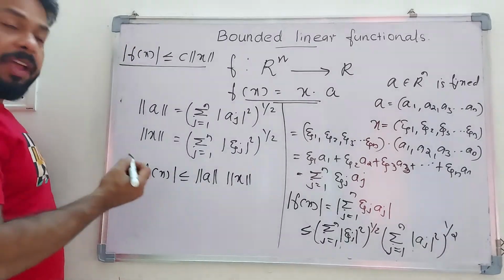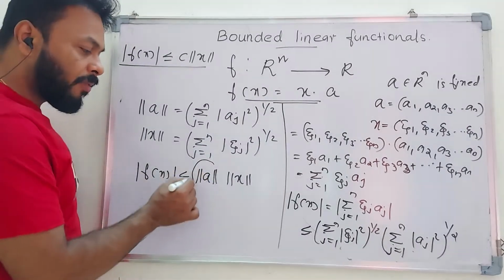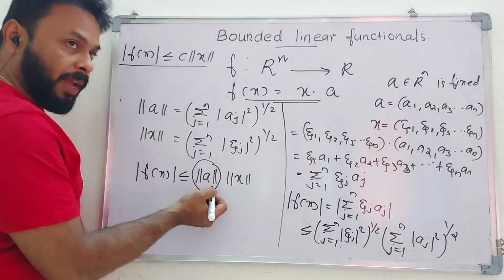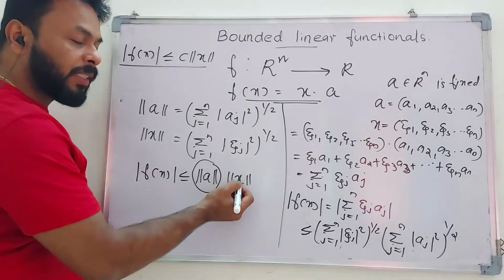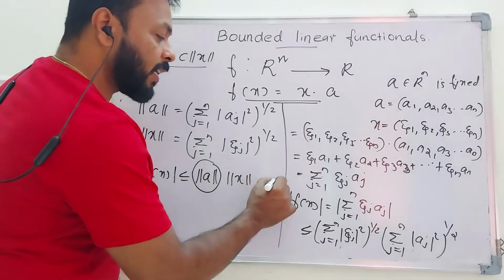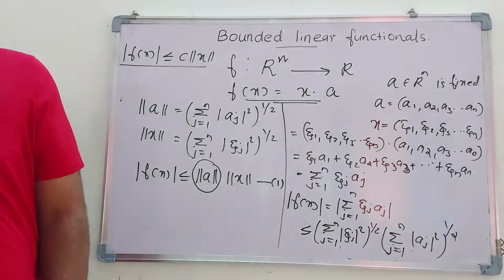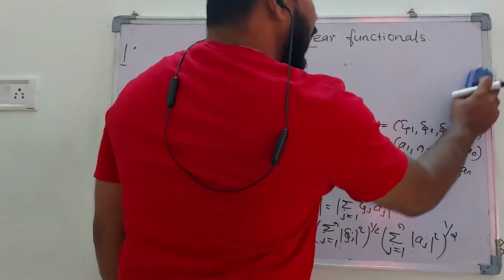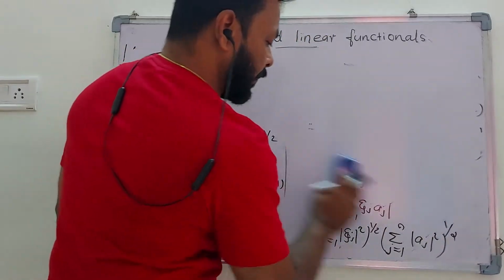This shows that f is bounded because there exists a finite positive real number c. Here c is norm a. So mod f of x is less than or equal to c times norm x, which shows that f is bounded. So consider this as equation 1. Okay. Now we have to find the norm of this operator.